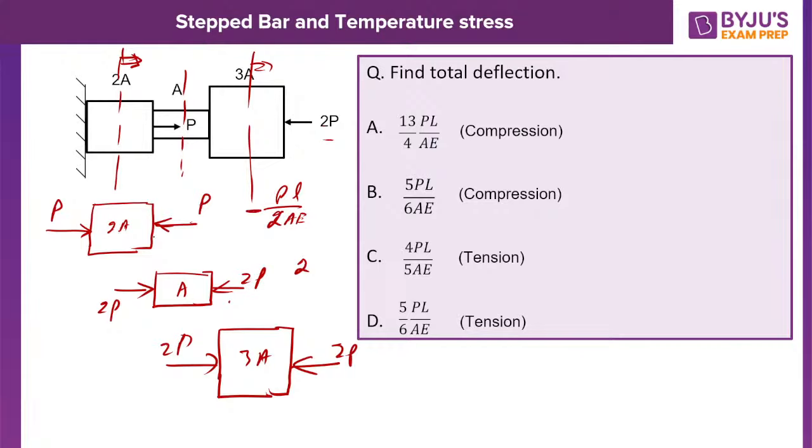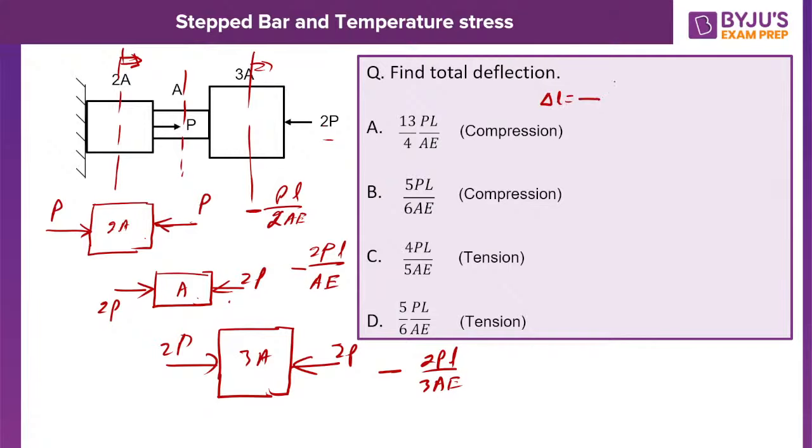Why? Because all of them are going to get contracted, isn't it? All of them are going to get contracted. So that is negative. Then PL by AE, that is 2PL by AE, and for this one, once again it is having a contraction, so minus 2PL by 3AE. What will be the final deformation? So the final deformation, all are having contraction.